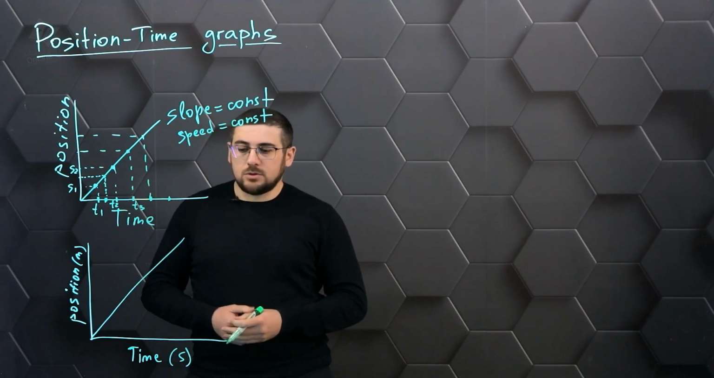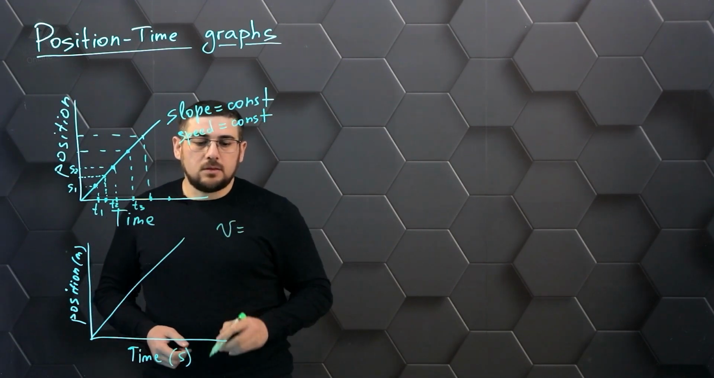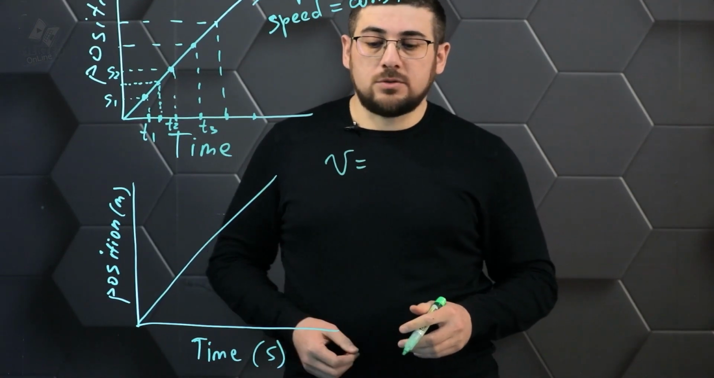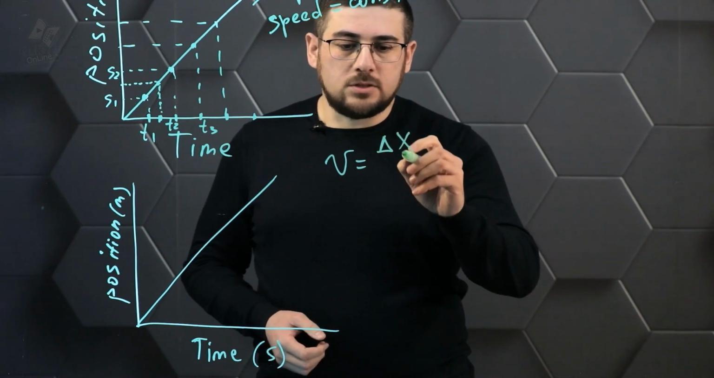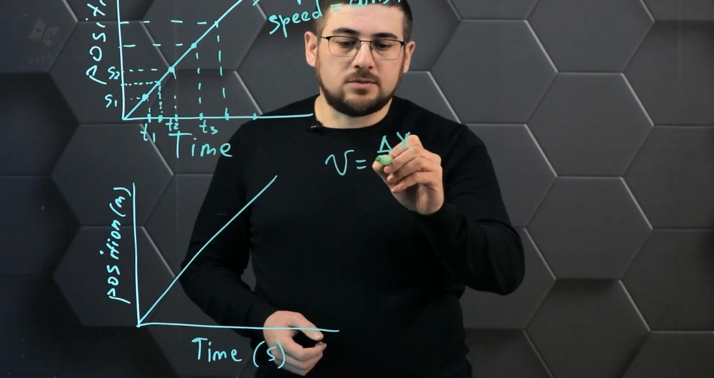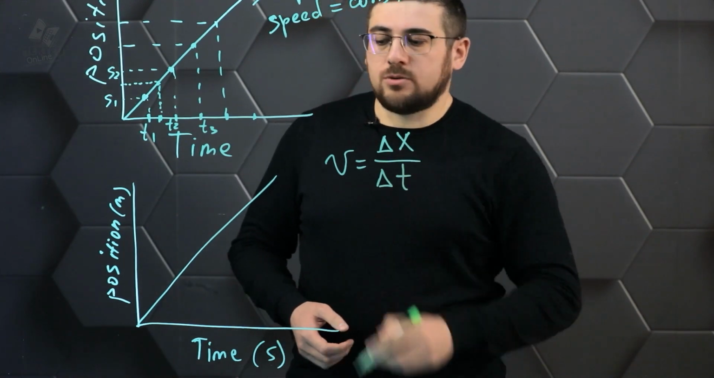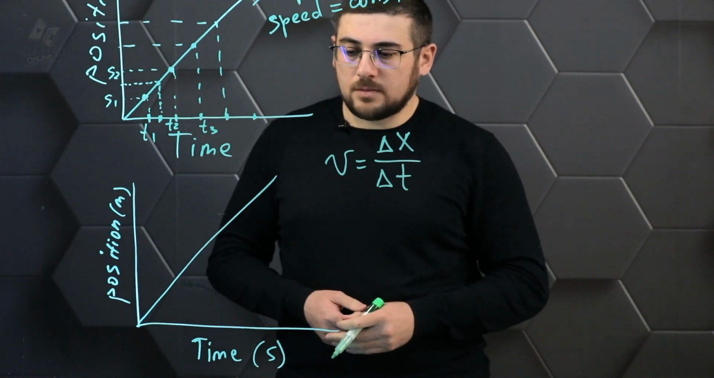To do that, we must remember that the velocity of the body is called the ratio of the displacement of the body to the time for which the displacement was made. By displacement, we can understand some change in the coordinate of this body, that is its position, and also take into account the time interval during which this displacement was made.